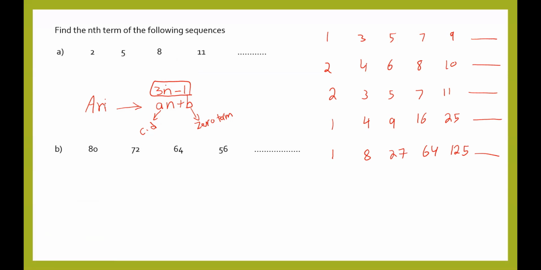So n is the order of the terms. If n is 1, it means the first term. If n is 2, it means the second term. If n is 3, it means the third term. Okay, so this is regarding the first one, which is the arithmetic.